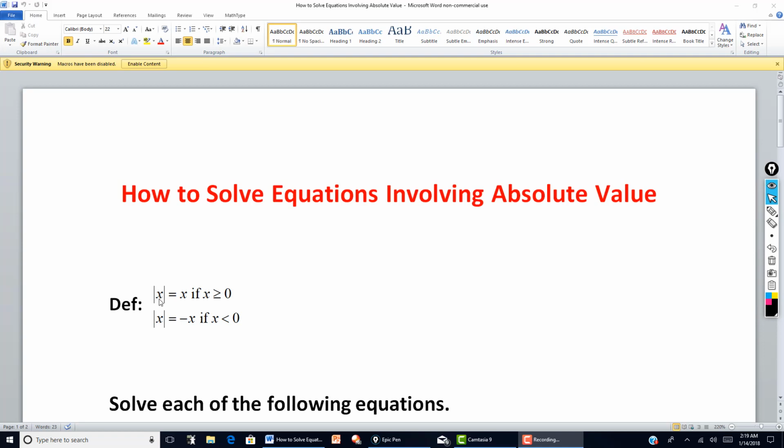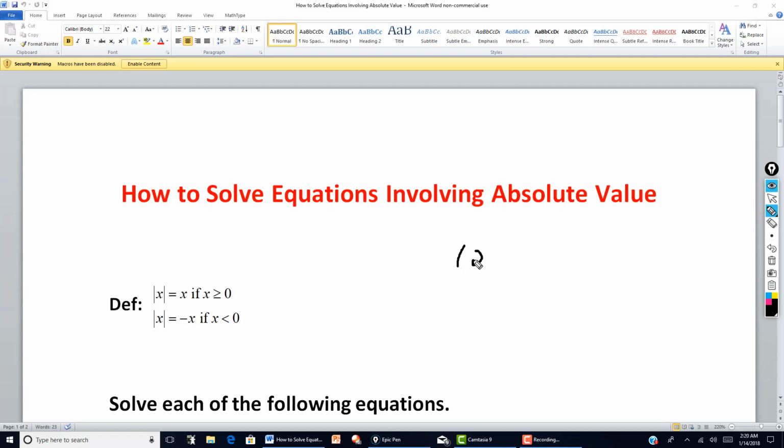The absolute value of x, I have x surrounded by two bars, so that's the absolute value symbol. Absolute value of x is equal to x if x is greater than or equal to 0. If x is non-negative, then the absolute value of x is x. However, second part of the definition, if x is negative or less than 0, then the absolute value of x is minus x.